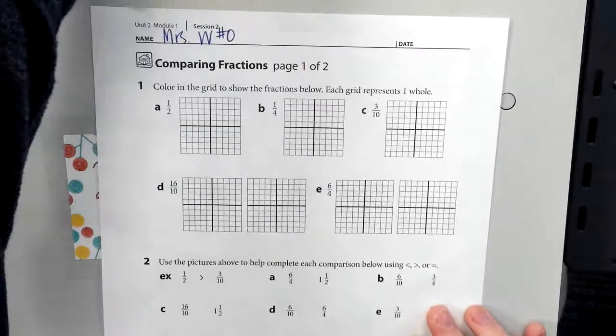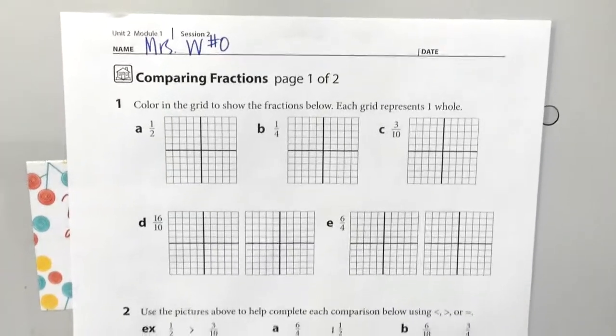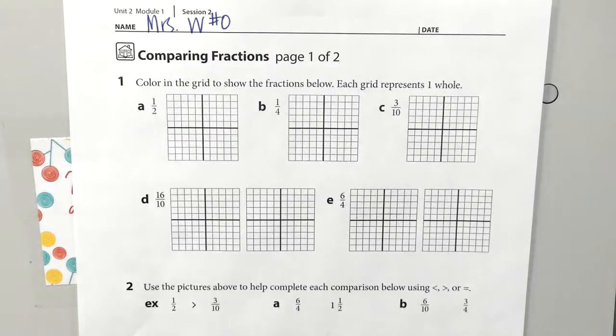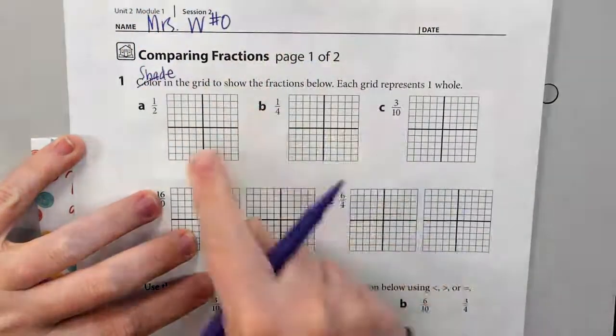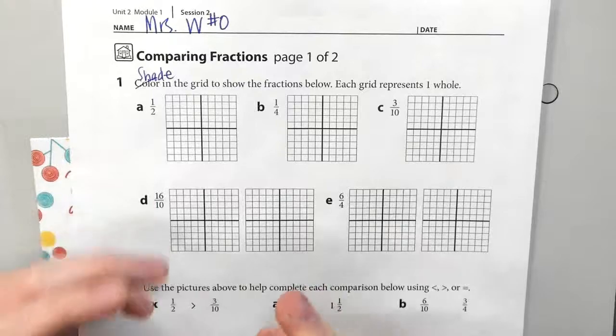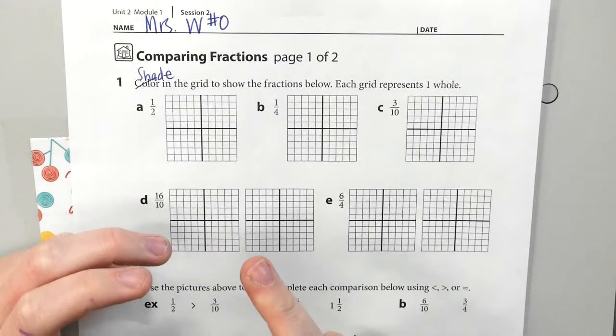Let's zoom into number 1 here. It says color in the grid to show the fractions below. Each grid represents one whole. I'm not going to color, I'm just going to shade. And when I'm looking at these grids, these remind me of our money pieces that we were working with.